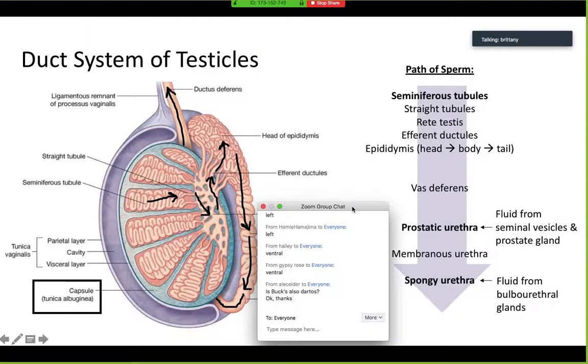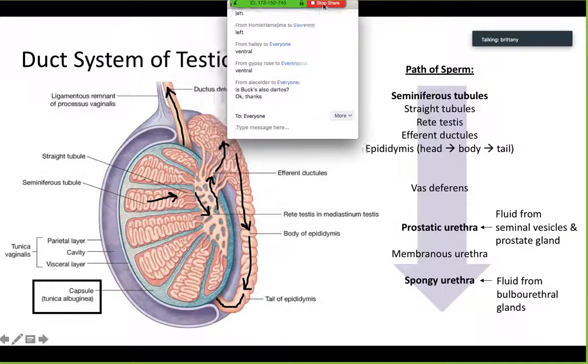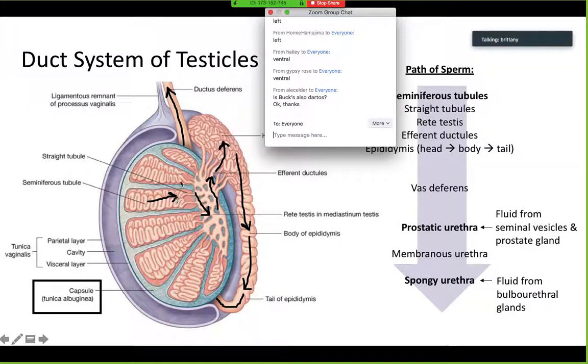This slide here is just showing you the pathway of sperm. So you want to know that sperm is going to start in the seminiferous tubules and then travel through the straight tubules, the rete testis, the efferent ductules, and then out to the epididymis, and then through the vas or ductus deferens. So you're going to hear both of those used interchangeably, vas deferens. Ductus deferens is referring to the same thing. And then it's going to travel through the different parts of the urethra to, of course, exit the penis.